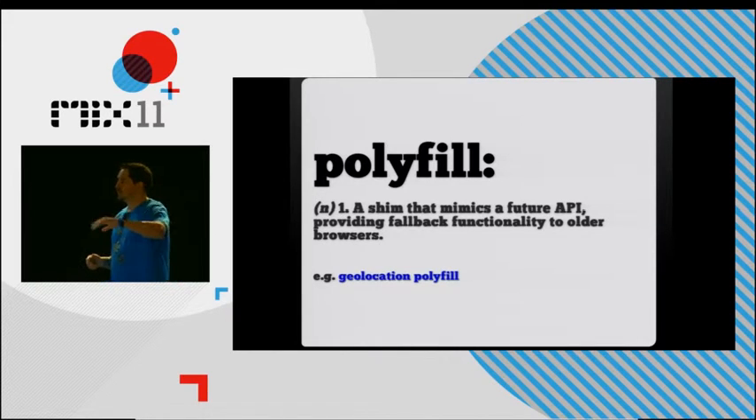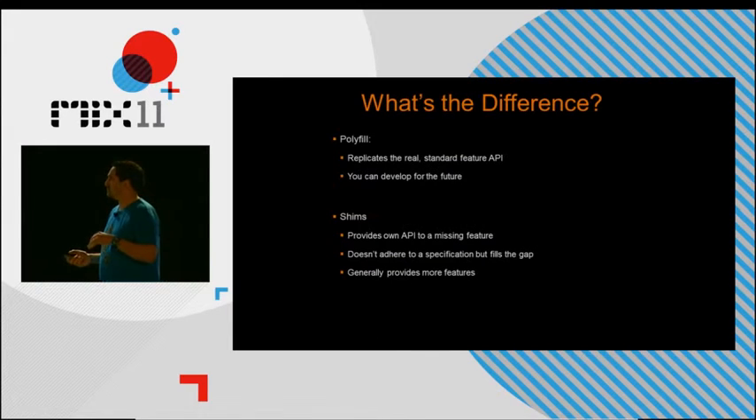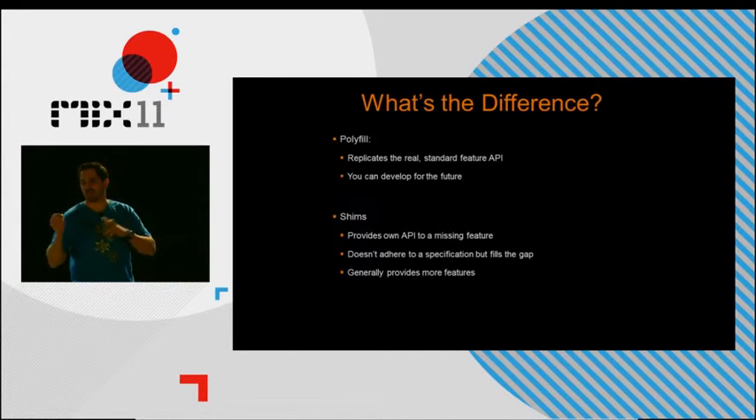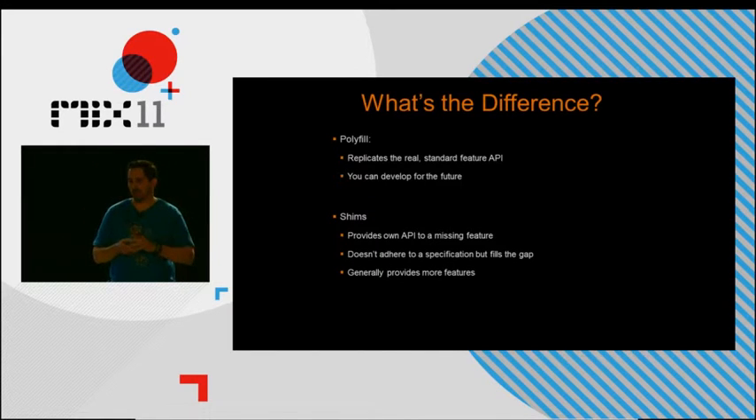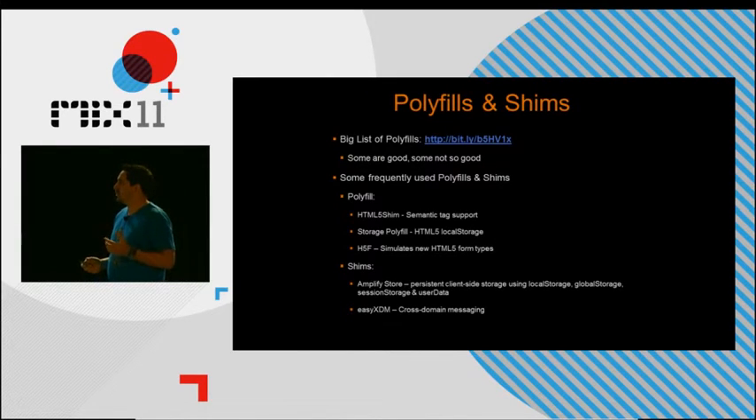Now, we talk about polyfills and shims, so what's the difference between the two? Well, a polyfill replicates a standards API. So if you get a polyfill that is supposed to mimic geolocation, it's going to mimic the API that's provided in the geolocation specification. A shim will give you the functionality you need, but it's going to have its own API, and it really doesn't adhere to any specification. So you have to think about how you're going to manage that.